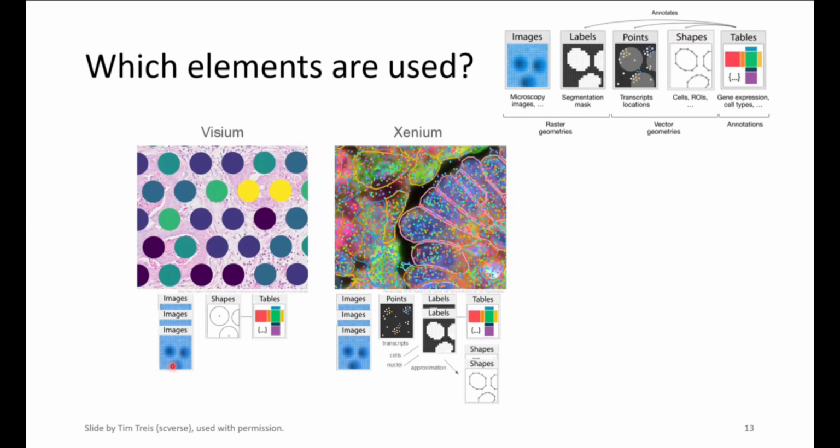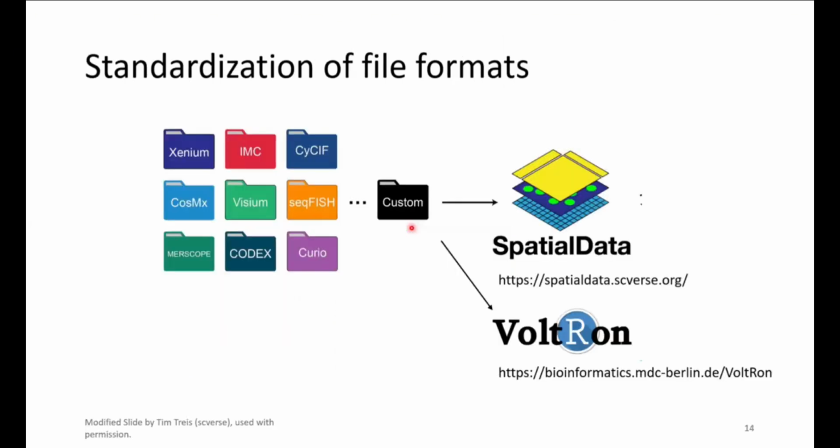You can store the images of the DAPI staining, for instance, as images. The transcripts themselves in point clouds. Segmentation masks you can store as labels and also as shapes, and then you use the tables to annotate, for instance, cells. I basically wanted to set the stage for how to conceptually think about these data. There are of course also file formats, like images can be stored as a PNG, as a TIFF, and so on. And these companies have proprietary image formats as well, or use different mixtures.